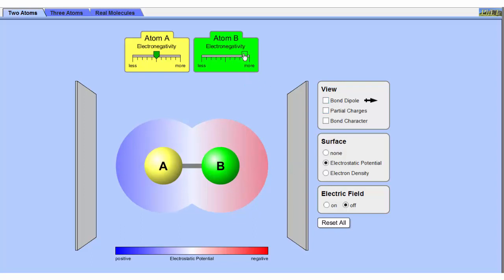As I slowly drag the cursor to get more and more electronegative, it gets a deeper and deeper red. If I want to see the dipole moment, again, start out with both electronegativities the same, and slowly make the electronegativity larger and larger. So as the electronegativity difference grows, the dipole moment grows.